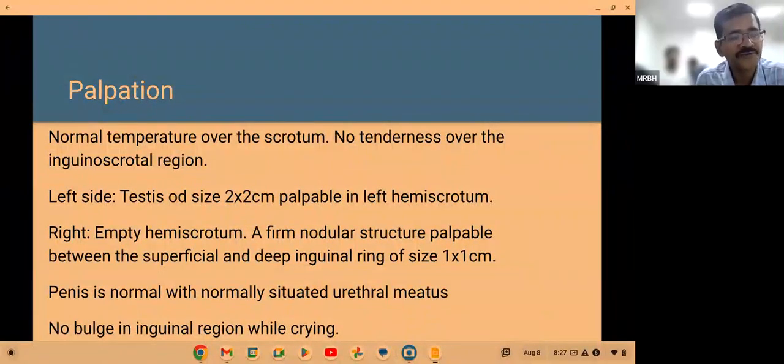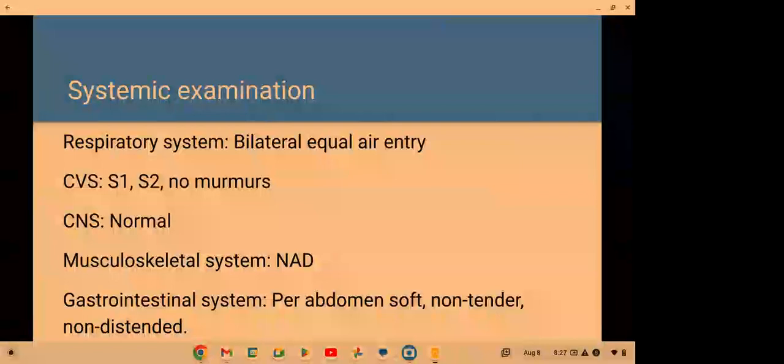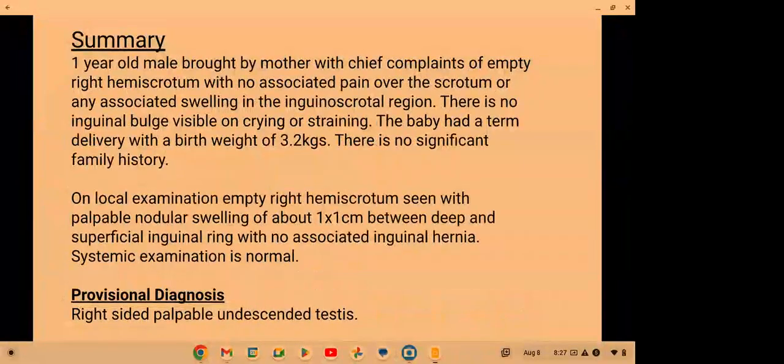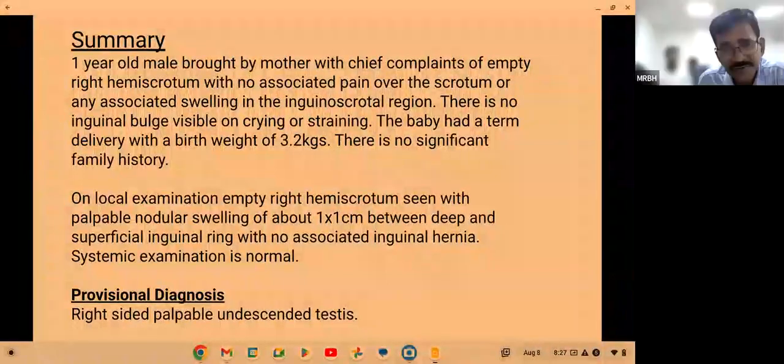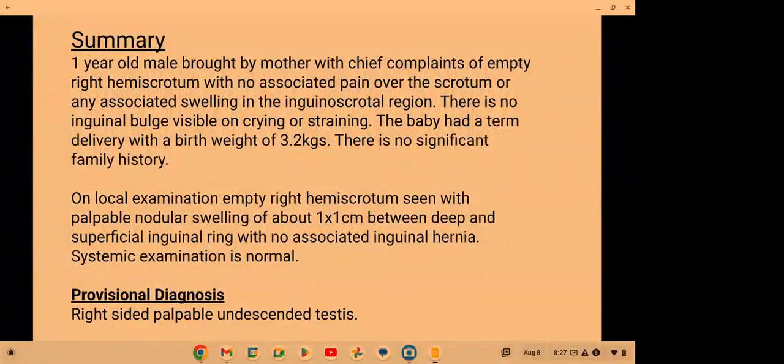So come to the next slide, diagnosis. The diagnosis is a right-sided palpable undescended testis. No, it should be a little more specific. You wanted to say that you have palpated the testis in the inguinal canal. Yes, sir.